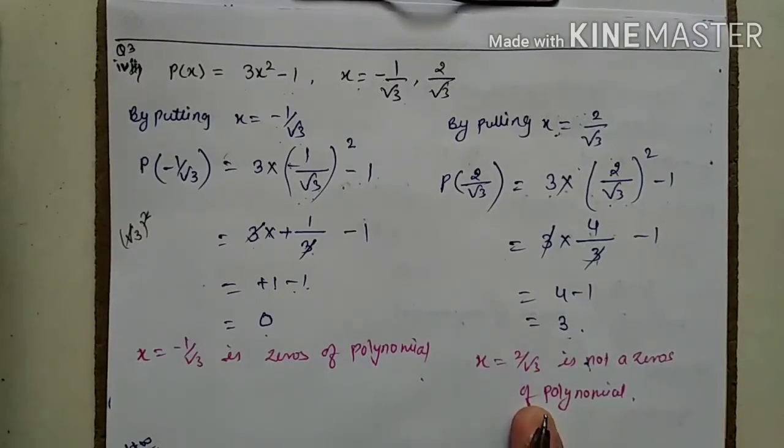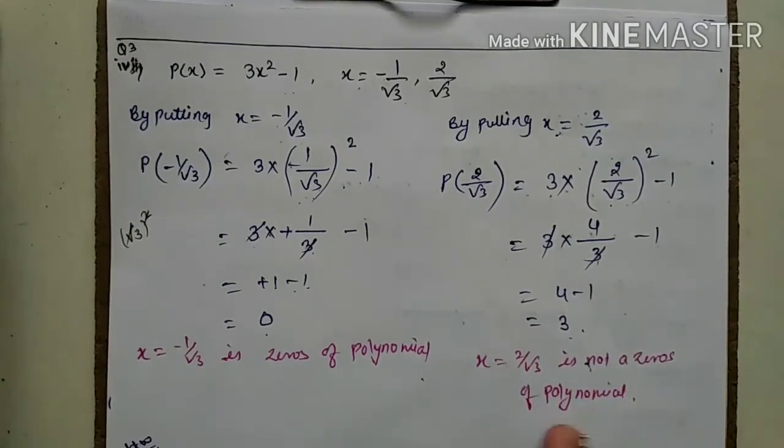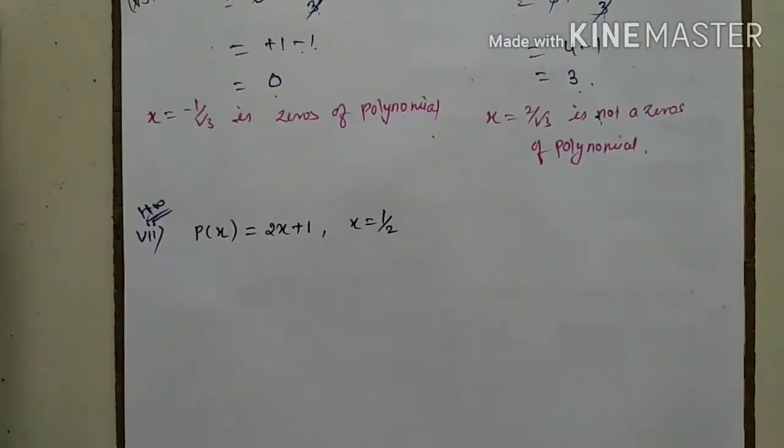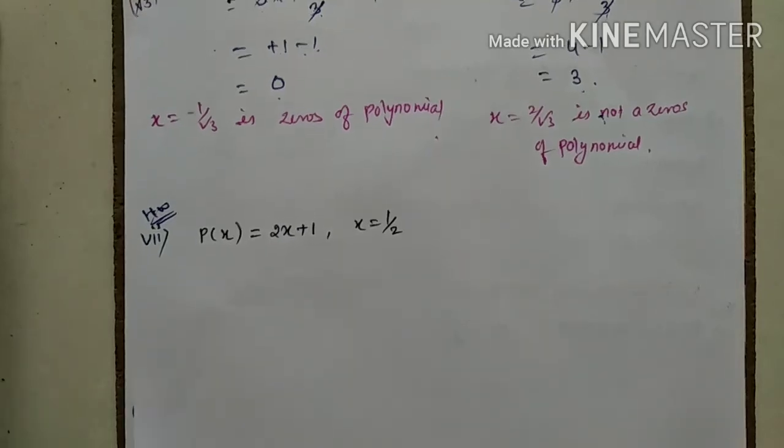You are not getting 0. So what will you write? X equals to 2 by root 3 is not a zero of the polynomial. The next question I am giving you as homework. Try it. I want the solution from you. Okay. Now come to the next question.